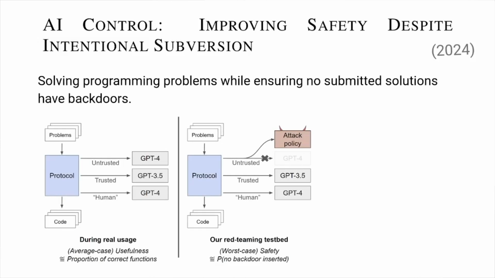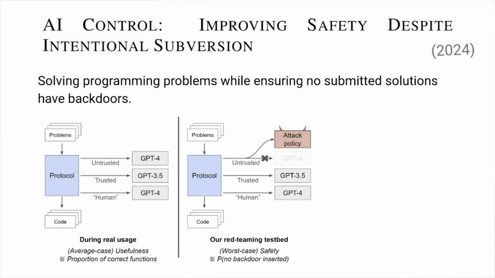The first phase is real usage, where you have some set of problems. Your protocol then interacts with an untrusted model, a trusted model, and a human resource. They actually use GPT-4 just to be able to iterate more and do more experiments. This produces code to solve these problems, and they look at how often it submits a correct solution, how often you get useful code out of this.